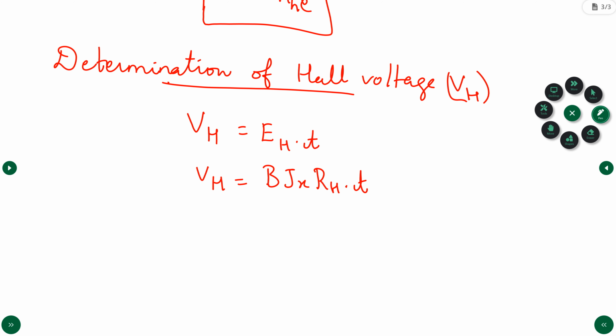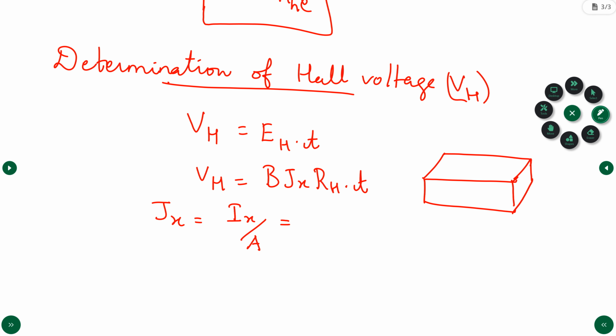So if you have a material like this, okay, and this is the breadth and this is the thickness. Okay, wherever you are having a cross section, you will get a rectangle like this. So the breadth into this thickness, you will get the area of cross section. So Ix by A, which can be written as Ix by b into t. Okay, so b into t. This one you can substitute here. So V_H is equal to, or you can give some equation number here. 1, 2.